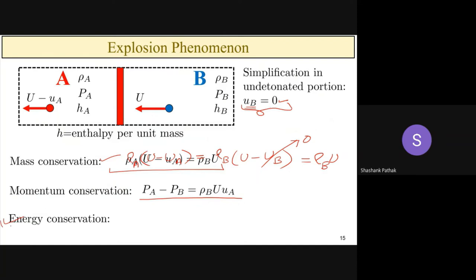Now there is a third equation, which is energy conservation. With this assumption, we can simplify our energy conservation equation. That's why I have taken this assumption that in the undetonated portion, UB equal to zero. Now you have to write the energy conservation equation. There is this term H, which is enthalpy per unit mass, which you can say is internal energy per unit mass. In this area, internal energy per unit mass is HA, and in this area, internal energy of particles is HB.